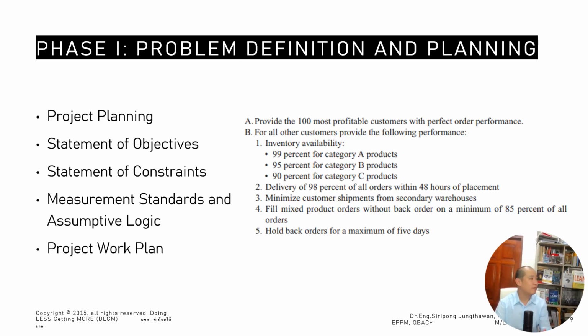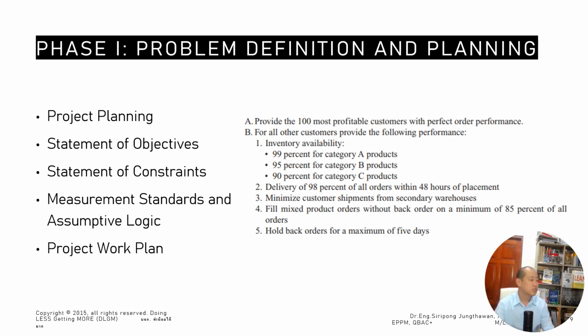The first phase is problem definition and planning, where you do project planning to set up the system, state the objective, and state the constraints. You have to know the objective and constraints of the system or project that you want to design, as well as the measures, standards, assumptions, assumptive logic, and project work planning.